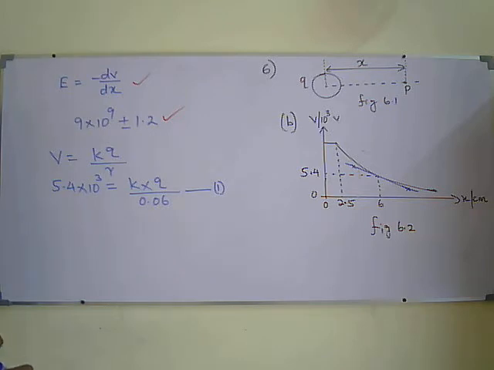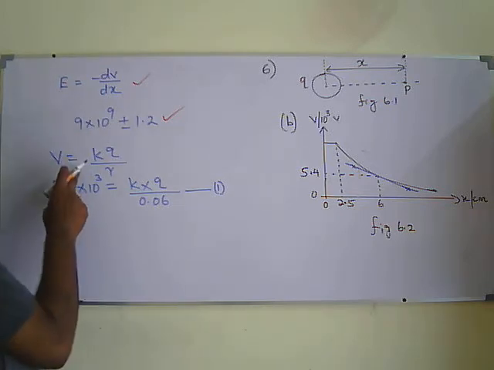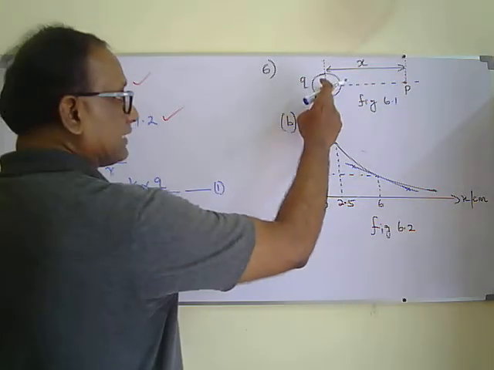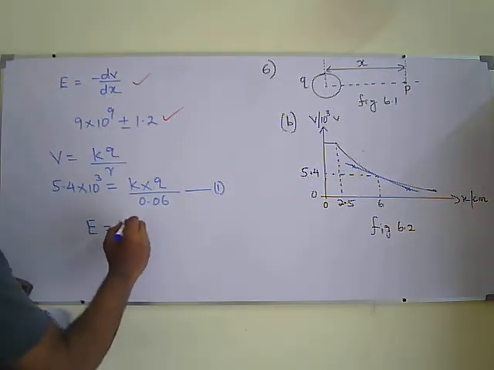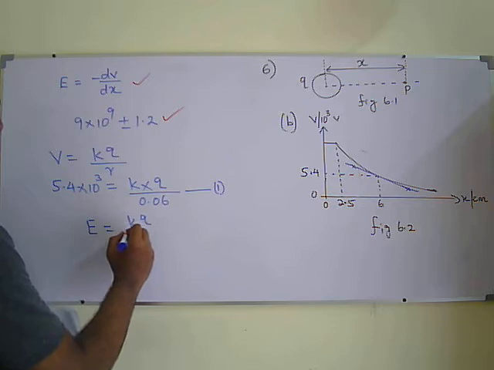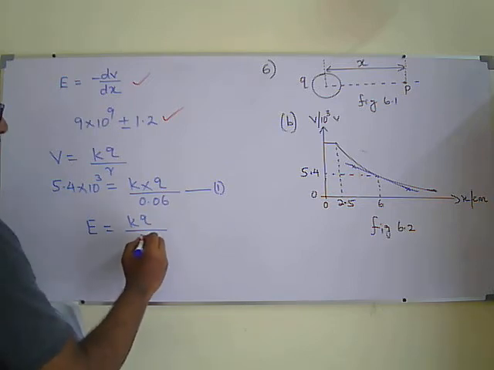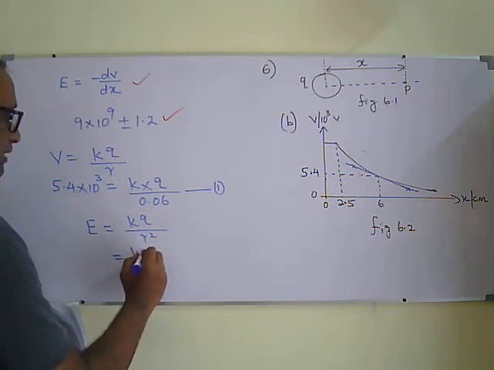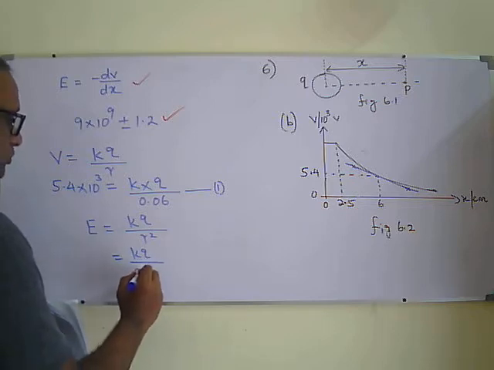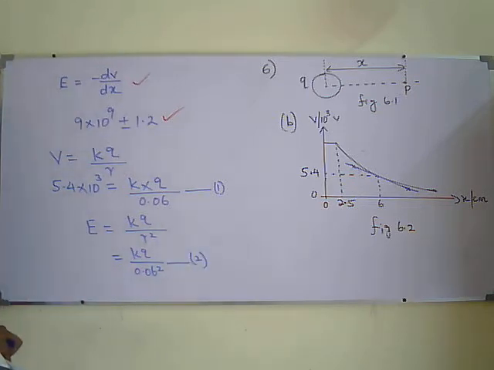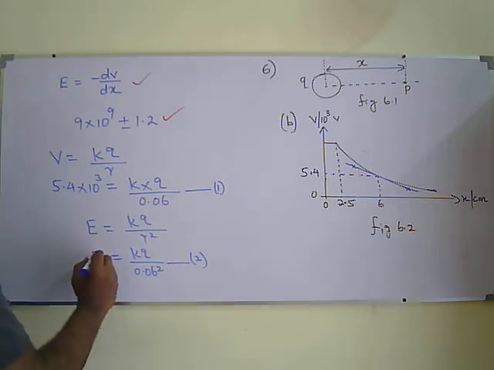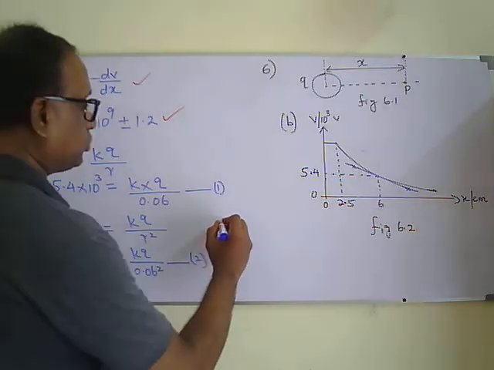The question is electric field strength, is it? So when we use this equation, we assume the charge is concentrated at the center. So electric field strength at that point, E equals KQ over R squared, that is KQ over 0.06 squared, equation 2. I think now you will get the idea what I'm going to do. Divide equation 2 by equation 1.